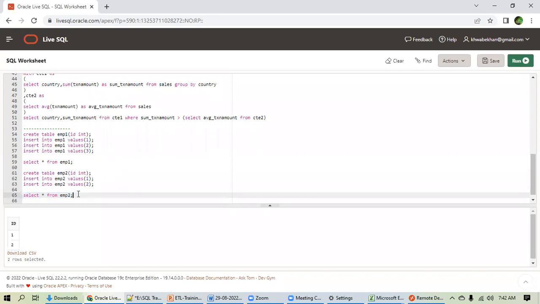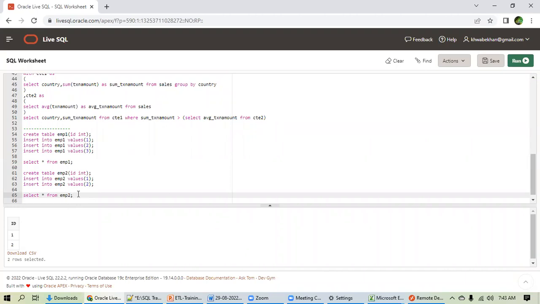Now, suppose I ask you, tell me the IDs which are present in employee 1 table but not present in employee 2 table. The ID which is present in employee 1 but missing in employee 2. ID 3, right? Good. ID 3 is present in employee 1, but missing in employee 2.